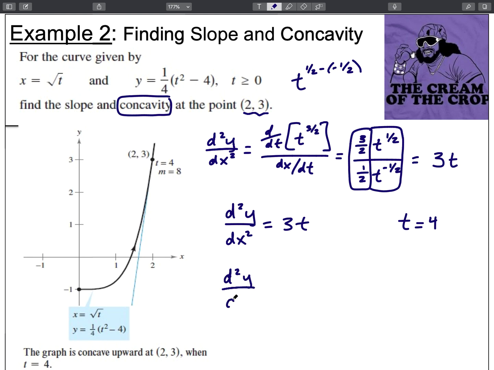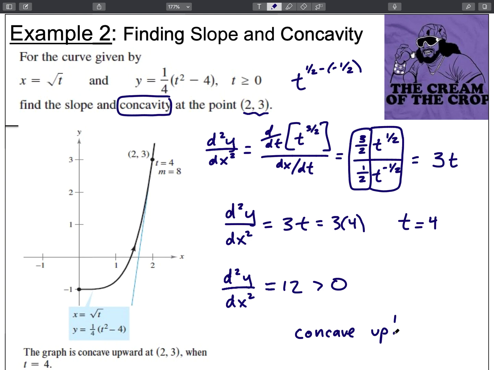So hopefully you'd agree that if I plug in 4, this will turn into 3 times 4, which is going to be 12. Of course, we know 12 is bigger than 0. What would be nice to know about the second derivative? Well, if the second derivative is positive, if it's bigger than 0, then what does that mean about concavity? I would hope you agree this means that the graph is going to be concave up.